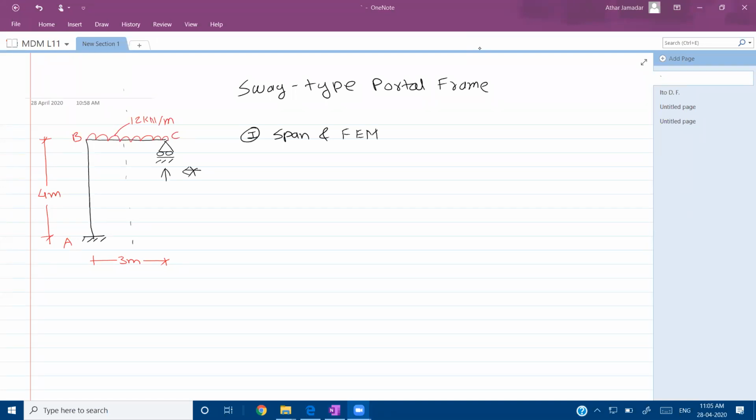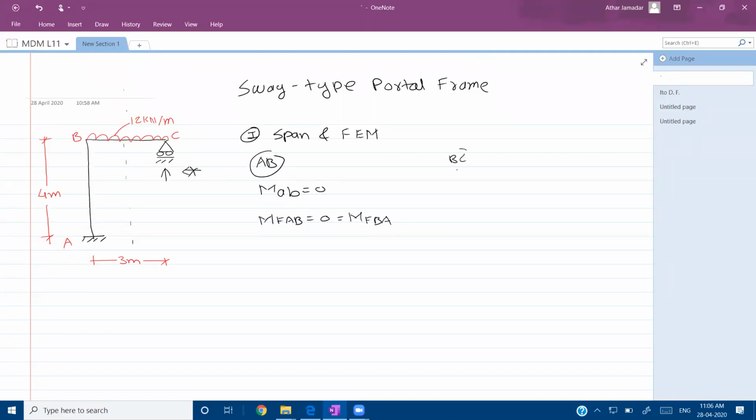So first, as usual, we will calculate span moment and fixed end moment. On span AB, there is no load acting. So for span AB, MAB is going to be 0. Then MFAB is equal to 0, and similarly MFBA is also equal to 0.